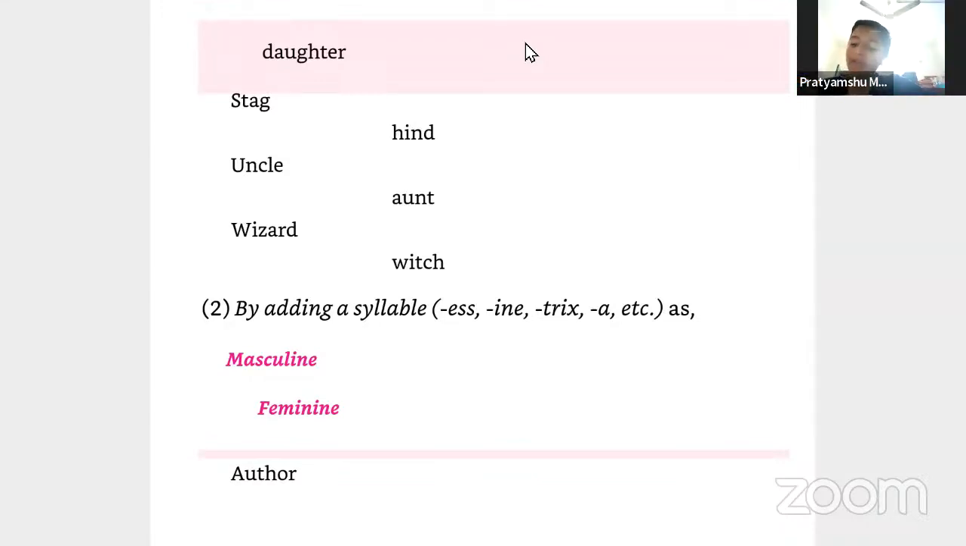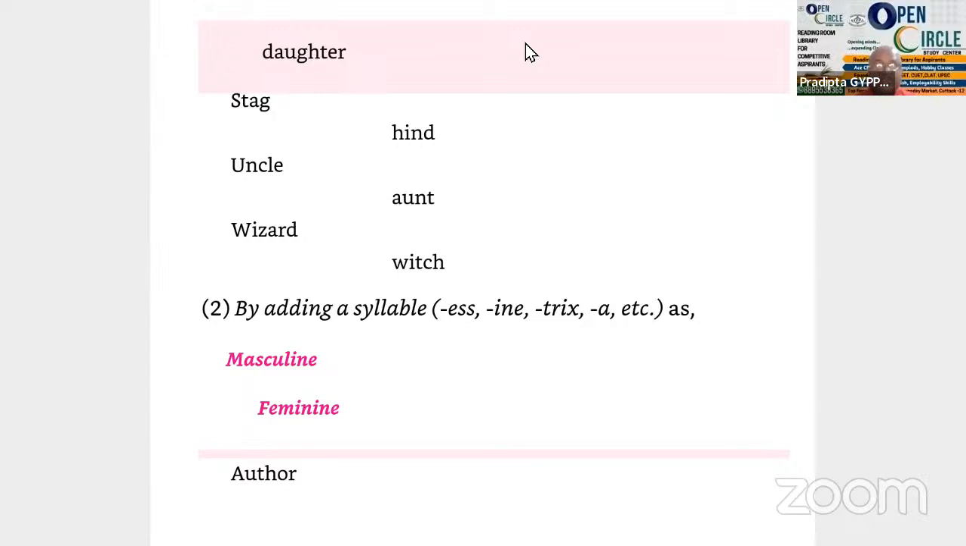So what's the female of hart? Who can say what's the female of hart? I have already discussed H-A-R-T, hart. Who can say? Yes, Devarchana, say. The female of hart is roe.